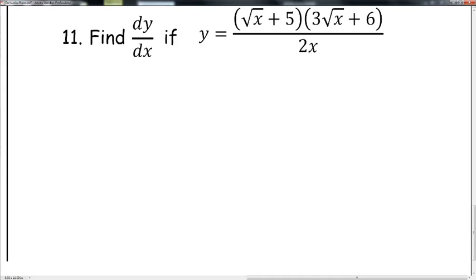Alright, number 11. This is just combining everything. We're going to put everything that I've talked to you about together. So let's first put everything in power form. The next thing I want to do is multiply.